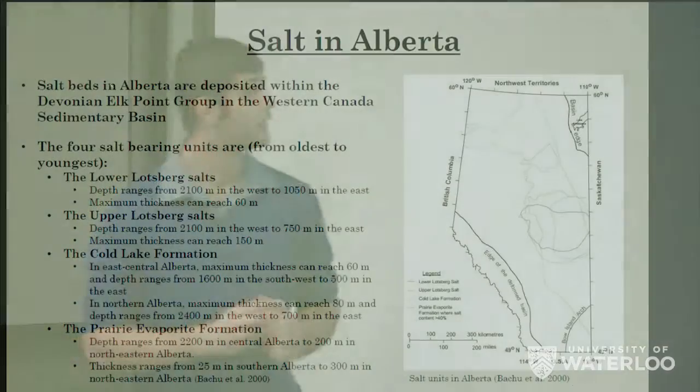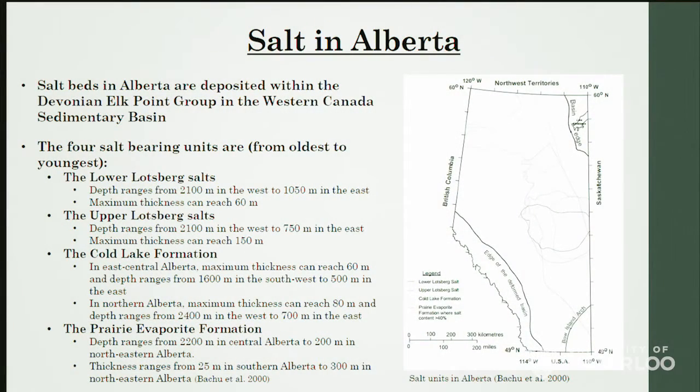So that was it for Ontario, and now I have one slide on Alberta because Alberta is also a very good place to implement CAES. In Alberta, salt beds are part of the Devonian Elk Point group in the Western Canada Sedimentary Basin. So if you focus on the figure on the right-hand side, there are actually four major salt-bearing units: the lower Lotsburg Salt, the upper Lotsburg Salt, the Cold Lake Formation, and the Prairie Evaporite Formation.